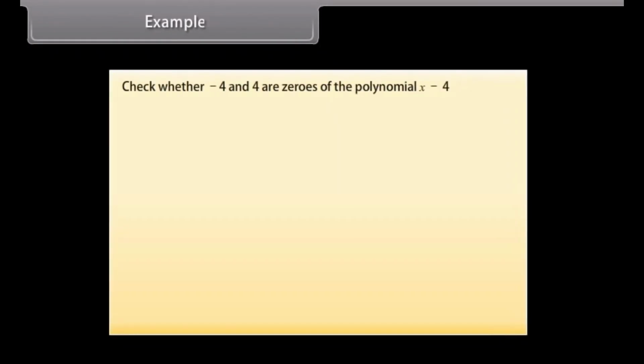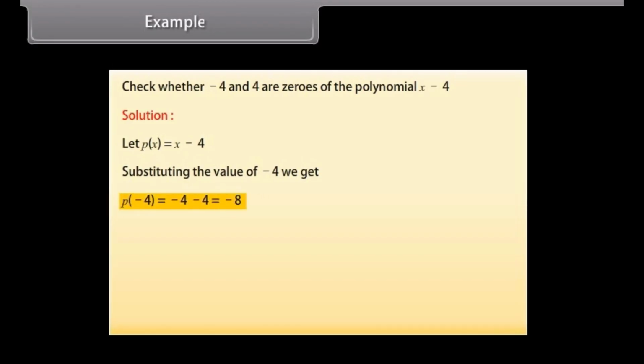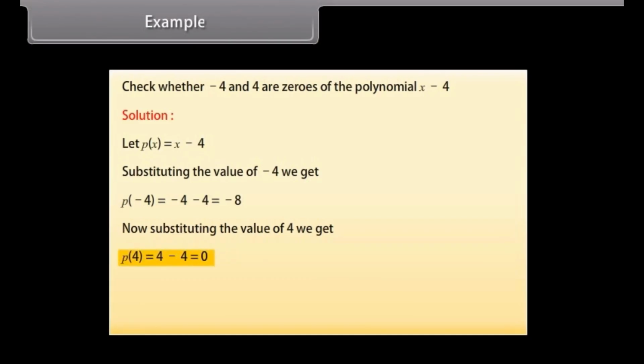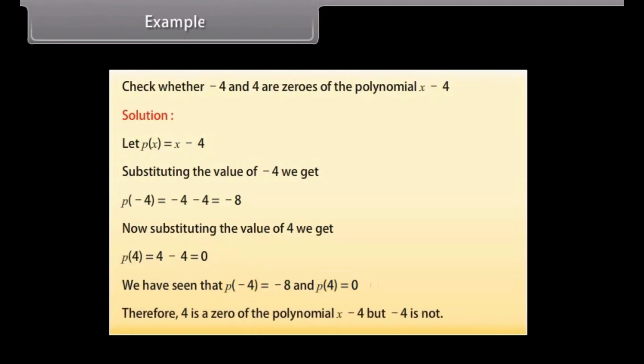Example. Check whether minus 4 and 4 are zeros of the polynomial x minus 4. Solution. Let p(x) is equal to x minus 4. By substituting the value of minus 4, we get p(minus 4), which equals minus 4 minus 4, which is equal to minus 8. Now substituting the value of 4, we get p(4) equals 4 minus 4, which is equal to 0. We have seen that p(minus 4) is equal to minus 8 and p(4) is equal to 0. Therefore, 4 is a 0 of the polynomial x minus 4, but minus 4 is not.